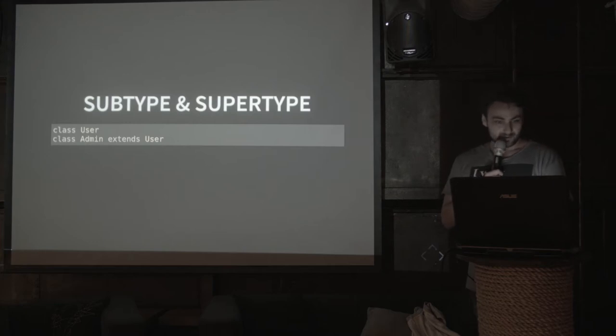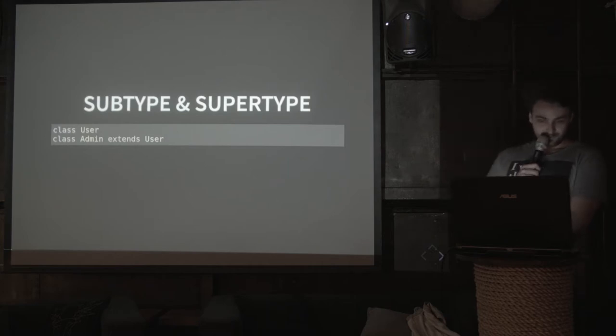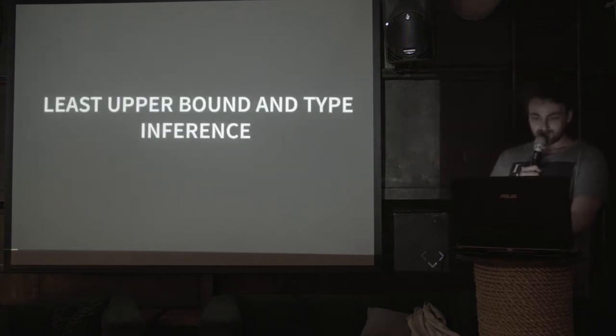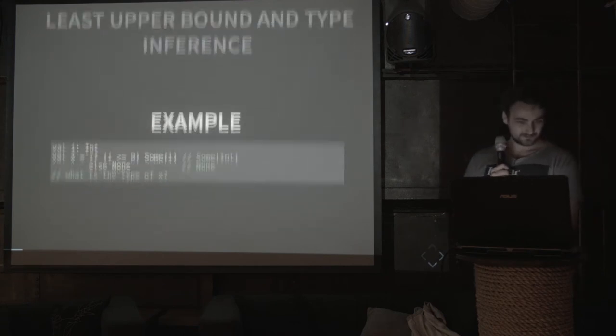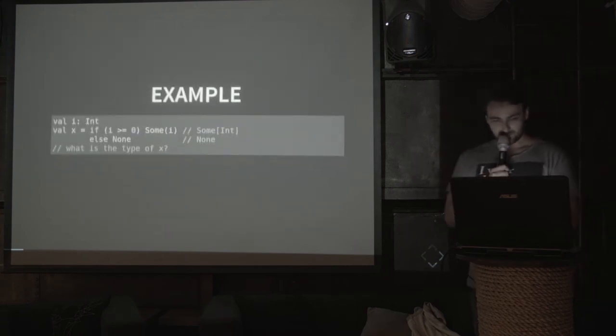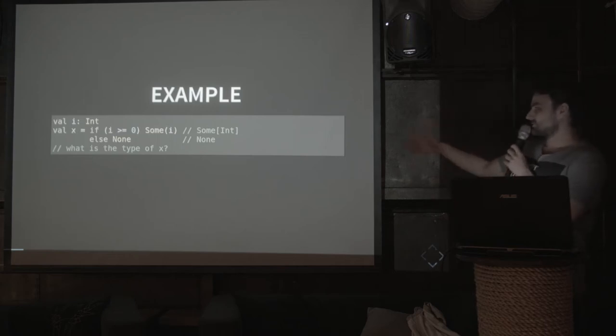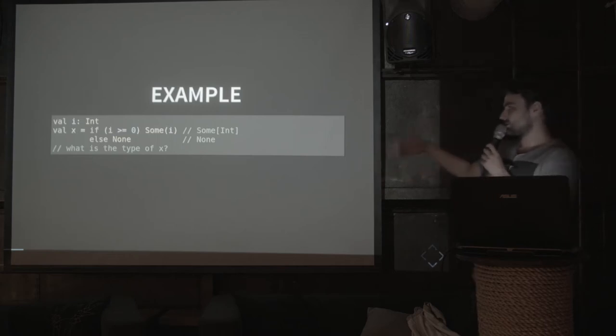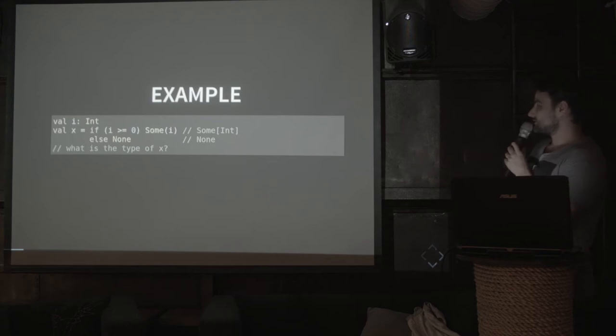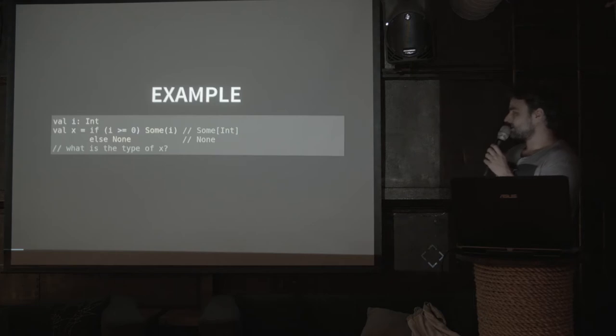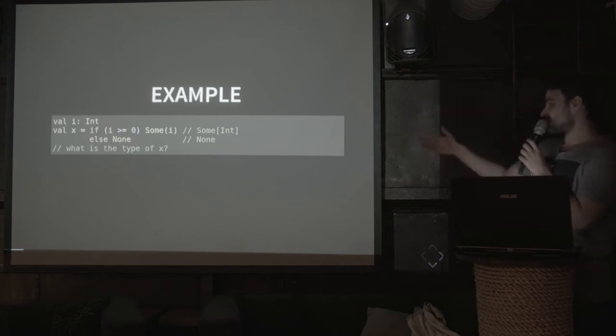Okay, so once we understand how subtyping works, we can move to something else, which is least upper bound and type inference. Small example. We have some value e, which is an integer, and depending on its value, we create some other value x. It might be some int, it might be none. So what is the overall type of x in such an example?